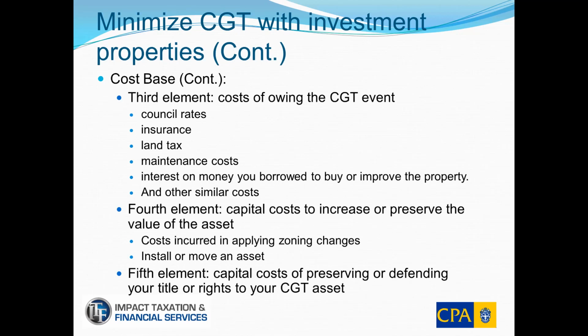And the fifth element, if you incur any cost to preserve or defend your title. Sometimes there might be legal issues, and then you need to show that you are the legal owner of the property, or a section of the property. Then that legal cost is related to this part, under the fifth element. So that's all the 5 elements on the cost base for when you calculate capital gains tax.